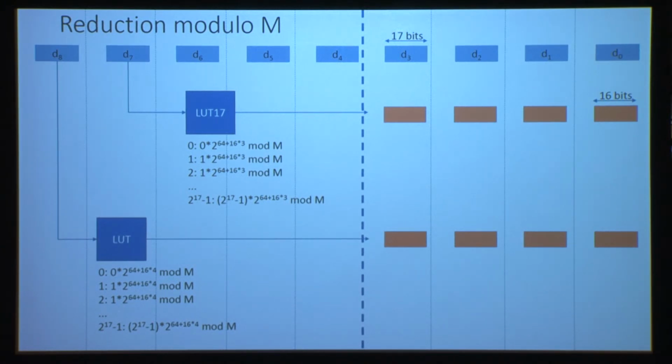So this is the other example. We have these 7. Now the weight of this one is 2 to the 64 plus 16 times 3 instead of 16 times 4. And pre-compute all the 2 to the 17 entries, the 128K entries, and put them here. So this is just showing you the idea. This is not practical. Having a 17-bit read address lookup table is not practical to implement in hardware.